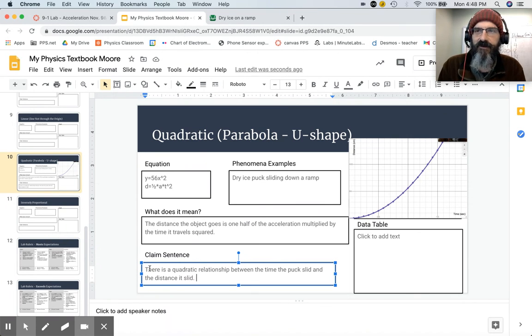I don't much care about the data table, quite honestly. If we had a nice, really clean, really simple data table, that would be cool, but this is good. There you go.